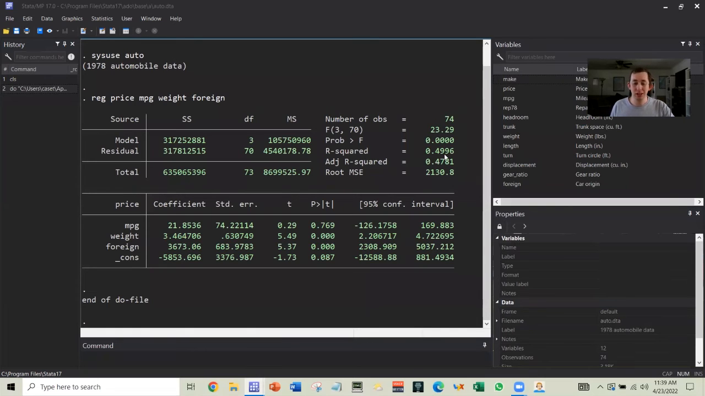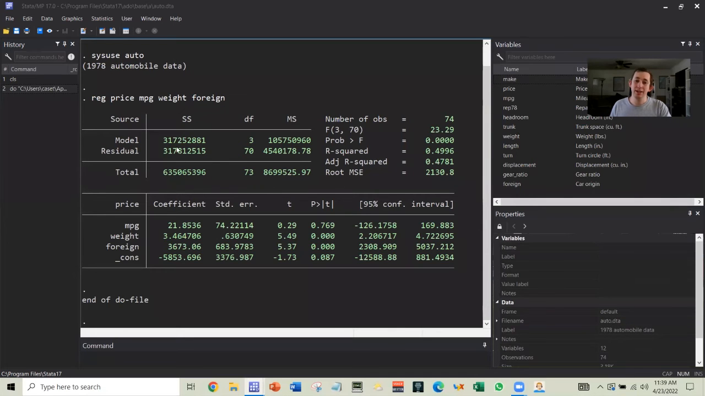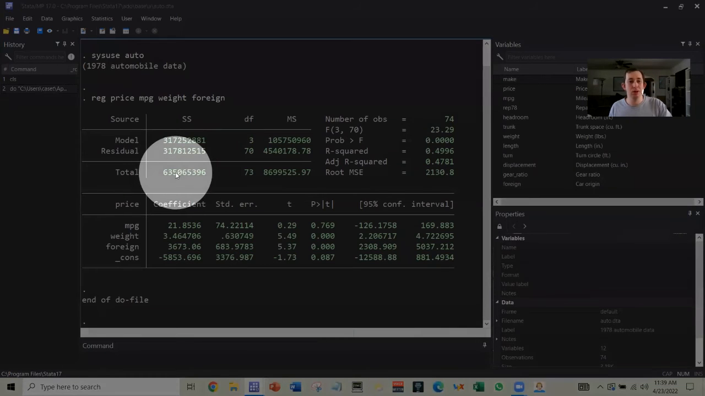Now we go down to this R squared. You may have heard that R squared is like a measure of fit of your model, but what exactly does that mean? Well, if we go over here to our SS table, that's sum of squares, because we have some variance in price and we're trying to explain that variation in price with variation in miles per gallon, weight, and foreign. So we have this total sum of squares. That is the total variation in price that we're trying to explain. How much of that variance did we explain?